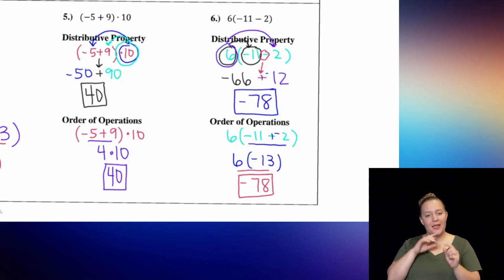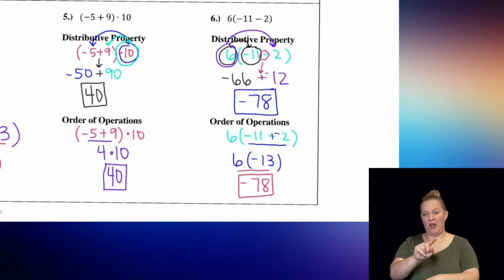On number 5, the distributive property, I distributed the 10 to the negative 5 to get negative 50, and then the 10 to the 9 to get 90. Therefore, I get negative 50 plus 90 to get 40. Yes, I know what you're thinking. That order of ops is much quicker. I get that. However, this is just day 1 notes.